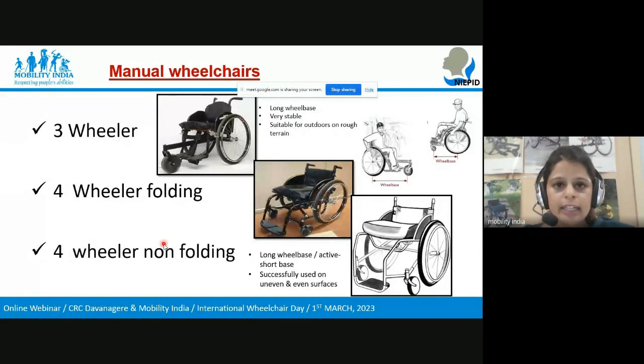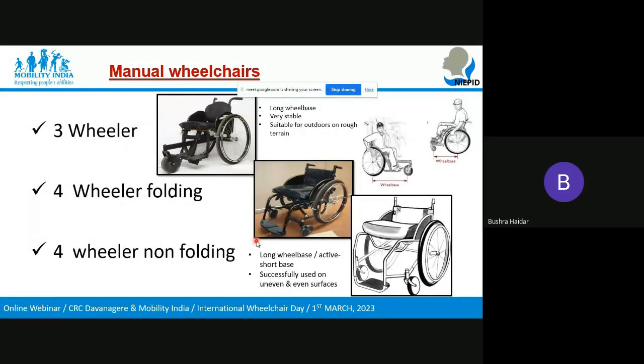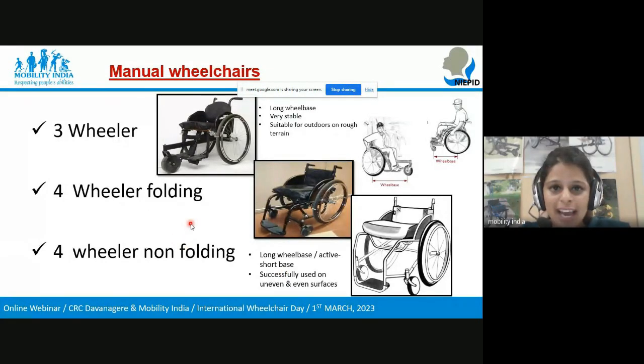This four-wheeler can be folding and non-folding. Folding will be easy for storage and transport. Sometimes these wheels, what you are seeing, also can be removable. But one disadvantage here is that cross-folding often makes the wheelchair weak and unstable, which can later be harder for the user to push.